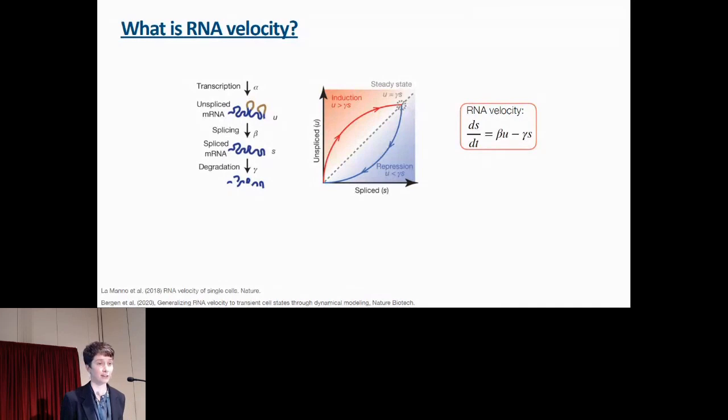And the RNA velocity is then defined as the time derivative of the spliced counts. And this allows us to see the direction of change of these cells, and then also predict the future state that the cells will have.